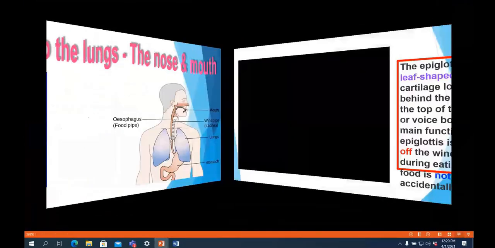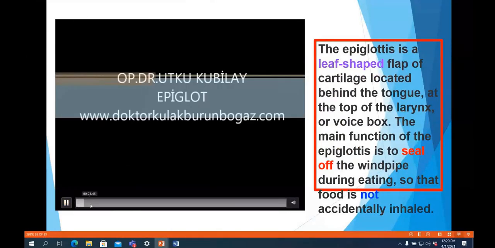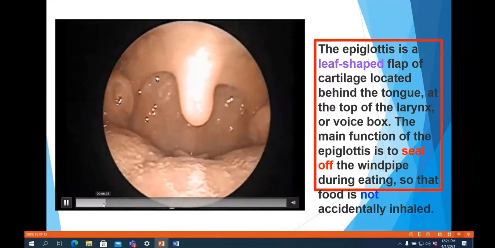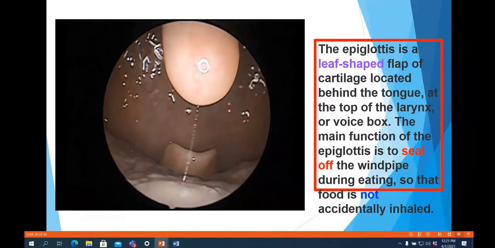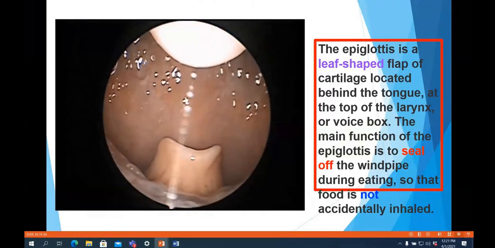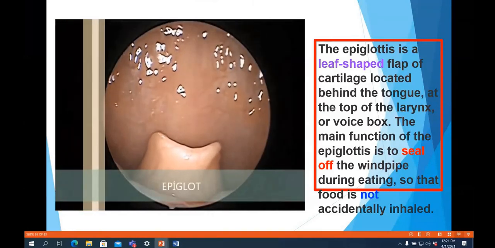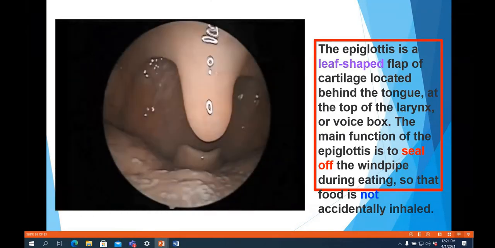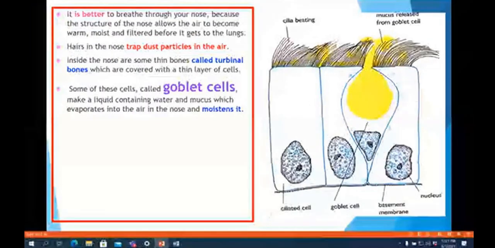Okay, now. Can someone explain what is epiglottis and how it functions? Sarah? It is a cartilage that's basically above the voice box, which prevents food from being inhaled or going into the windpipe instead of the esophagus. Perfect. Very well explained, Sarah. Thank you so much. As you can watch in this video, ladies, this is the function of the epiglottis.